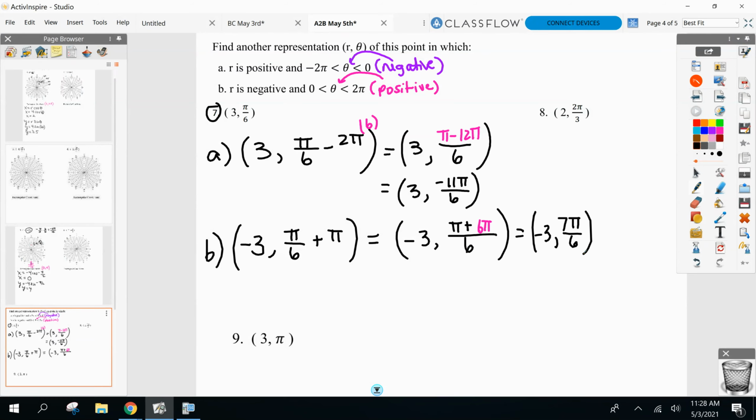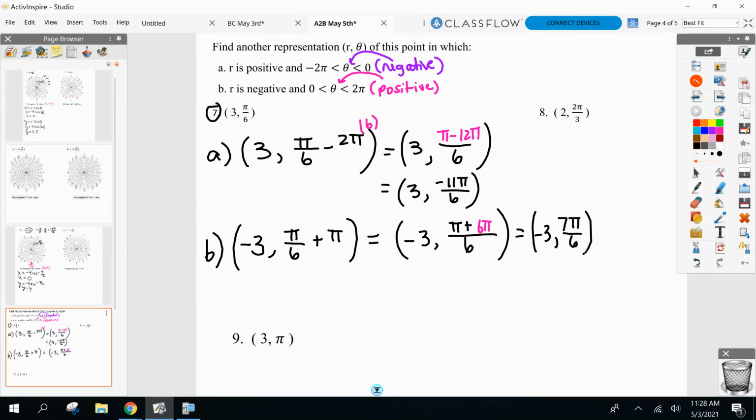Tomorrow, I don't think I'm going to get that specific as parts A and B. I'm just going to say, here's a point. Name another point that will not change the location. All right, so you can add, subtract 2 pi. You can add, subtract pi, whatever you're feeling.